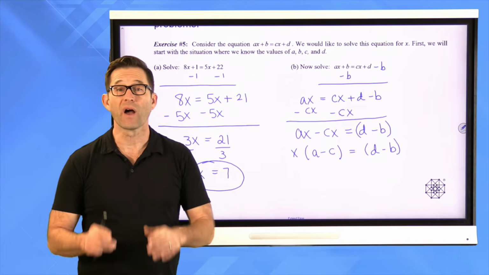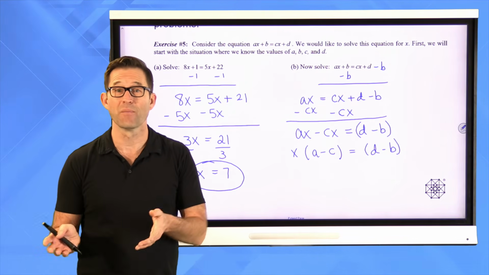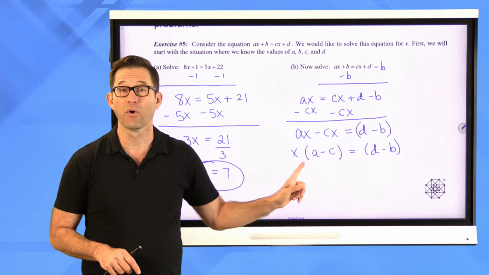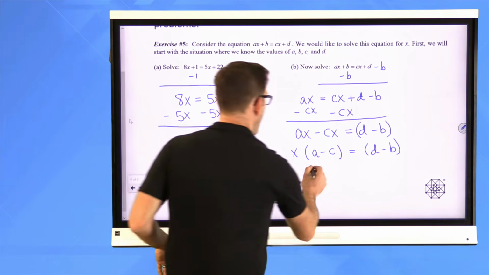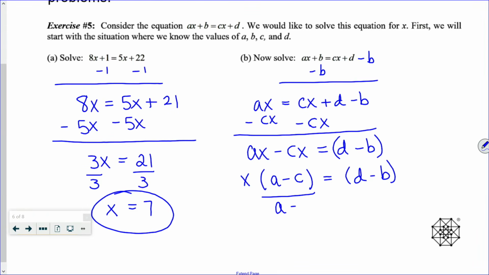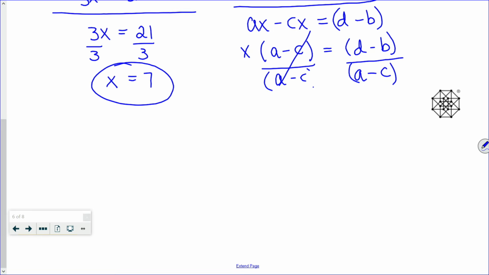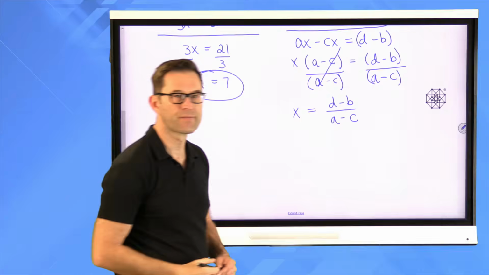Well, now remember, I've got something times x equals something, right? That something that's multiplying x is just a minus c. So I am now going to divide both sides by a minus c. Those cancel, and there we go. X will now be equal to d minus b divided by a minus c.